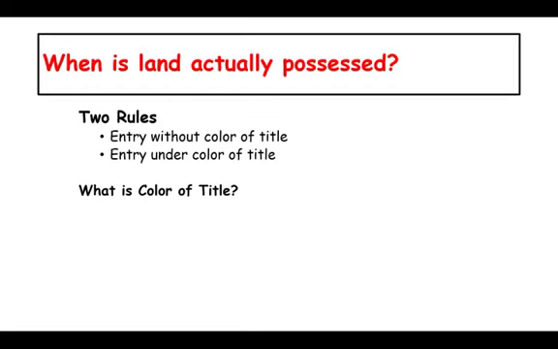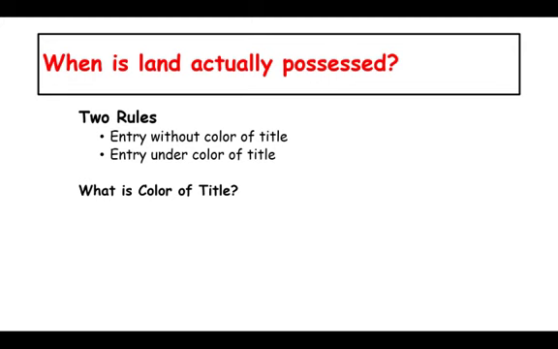Going back to when is land actually possessed? We were talking about how you have to enter land, you have to trespass in order for adverse possession to begin. That's the actual possession part. And there are 2 different rules depending on the circumstances of that entry: entry without color of title and entry under color of title. So that should have you saying, what's color of title?